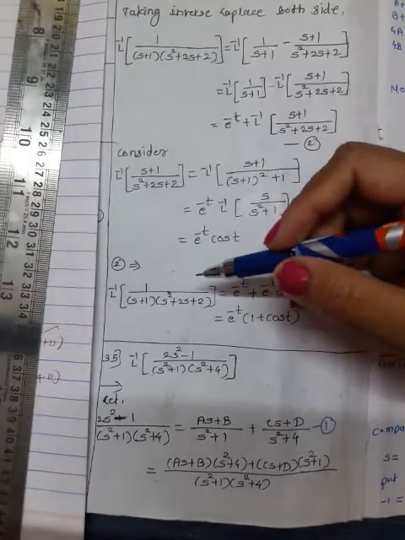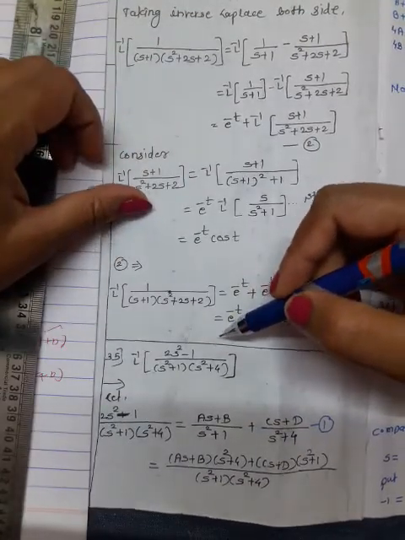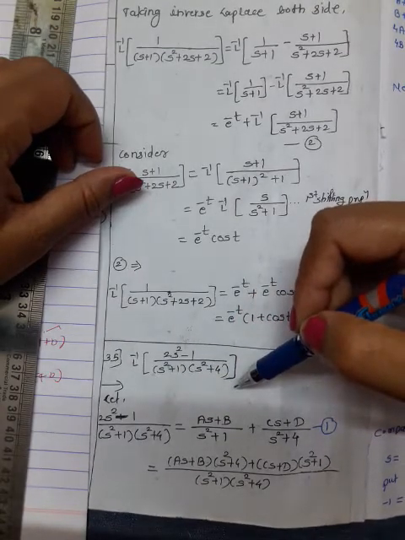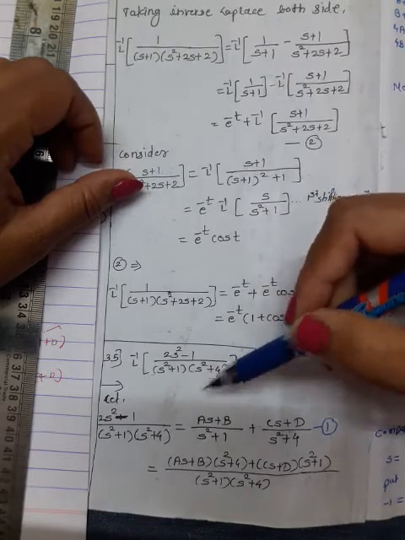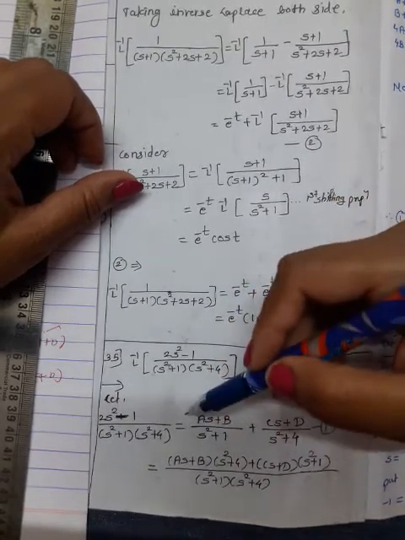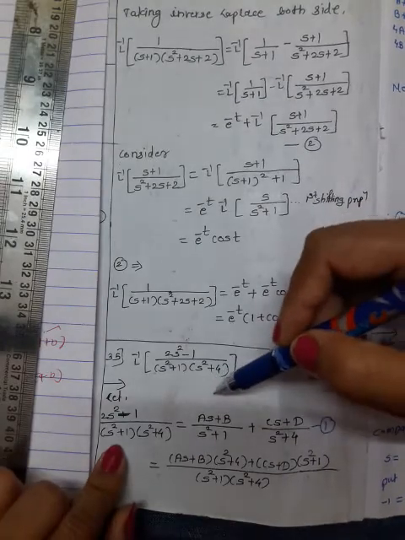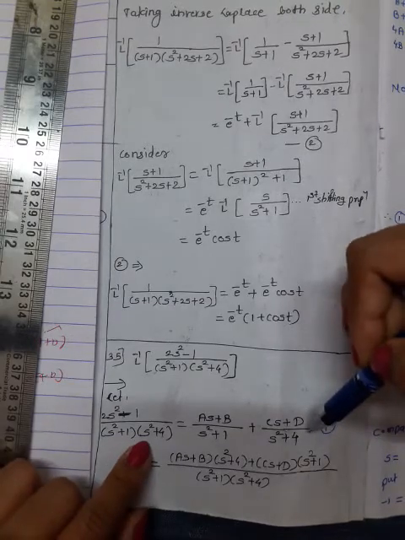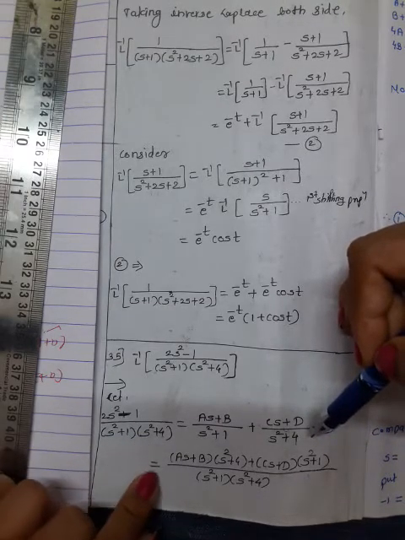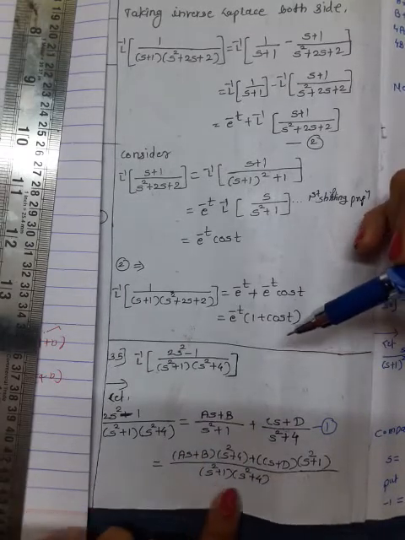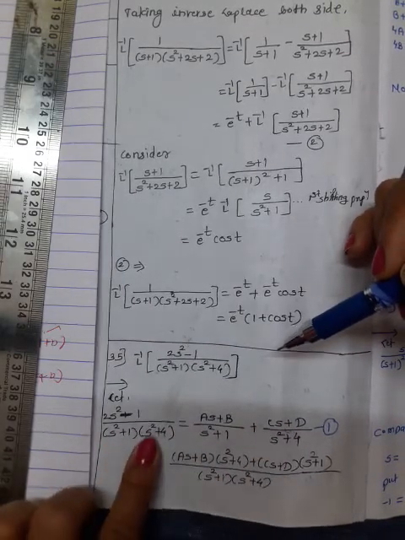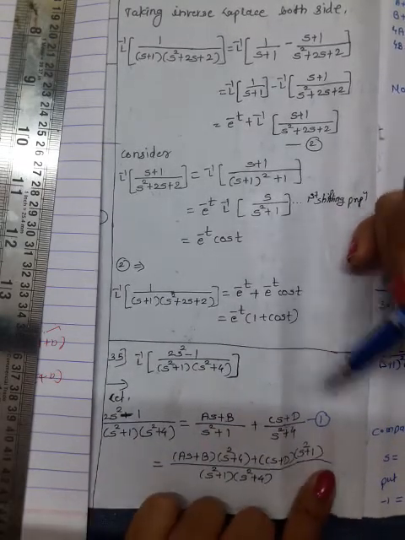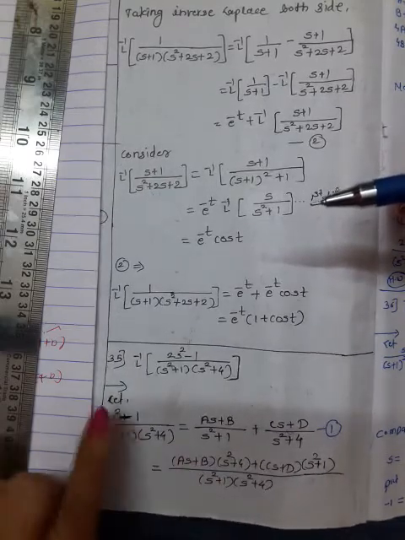Next example, the 35th example, L inverse of a numerator 2s square minus 1, and the denominator contains two factors. Both are quadratic factors, that's why we have to apply type number 3 here. Now consider 2s square minus 1, the given expression, is equal to, for the first factor, as plus b upon s square plus 1, plus cs plus d upon s square plus 4. Now cross multiply, we get the LCM as the denominator, just copy this denominator here. When we cross multiply, we get this term. Now the next step will be comparing the numerators.